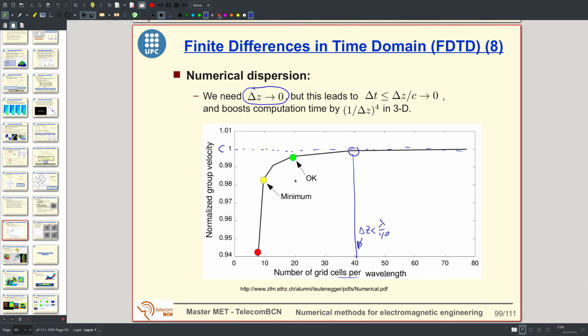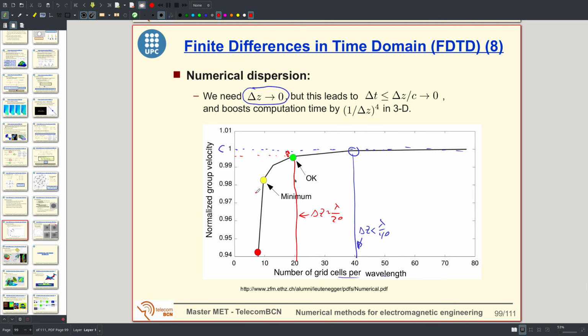Okay? However, we can use lambda over 20 instead of lambda over 40, that is 20 grid cells per wavelength. With this, the results are not so bad. This is 0.99, so we almost get the same speed of propagation as in free space. It's not bad.